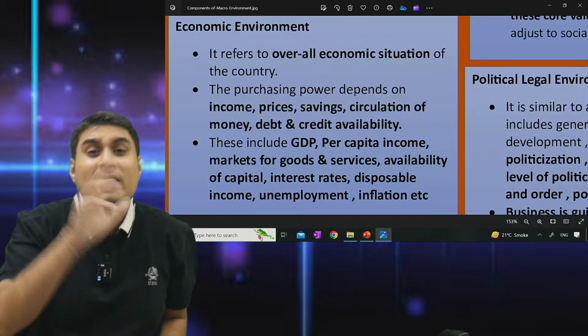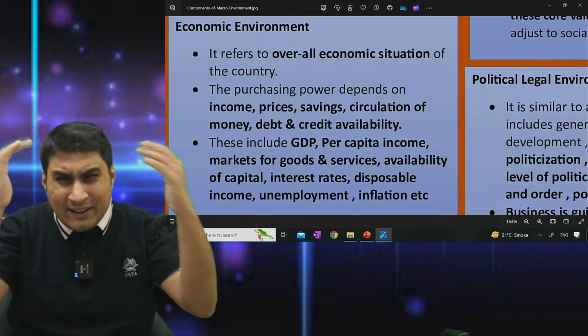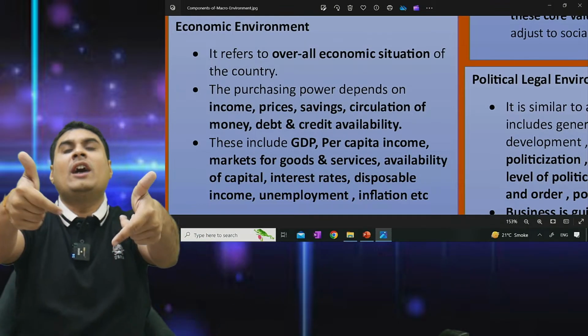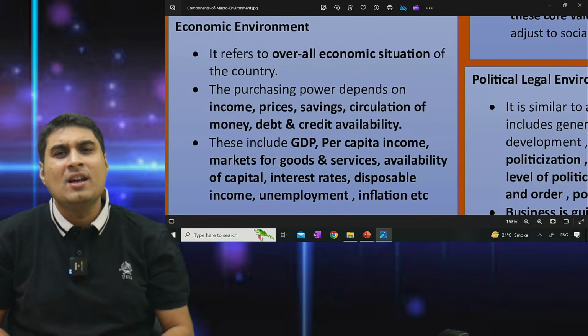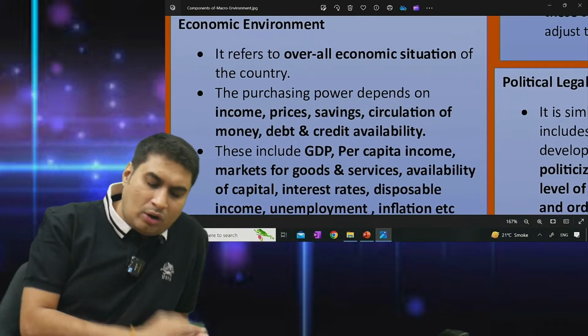Do you know? Interest rate. Right now Tesla price is too low. Why? Because interest rate is high. As soon as interest rate falls, people will buy cars. Are you clear? So Tesla will automatically increase the price. So you have to understand the economic environment.